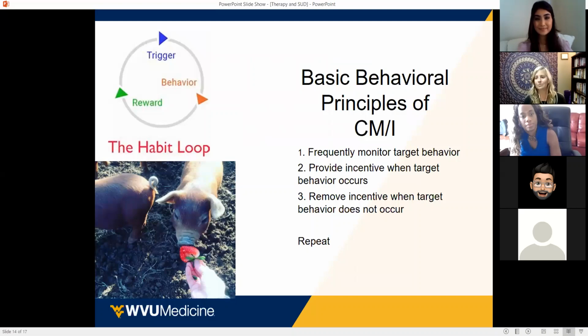So the basic principles of contingency management or incentives are, again, frequent monitoring of target behavior, provide incentive when target behavior occurs, like the strawberry I'm giving my little pig, or remove incentive when target behavior does not occur, and then repeat that cycle over and over. Next slide, please.